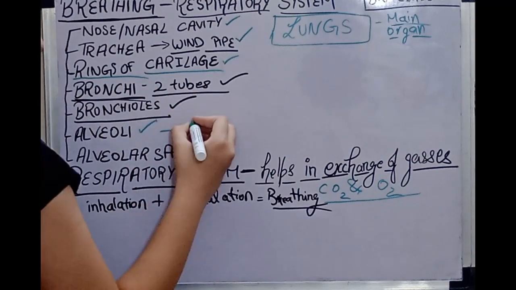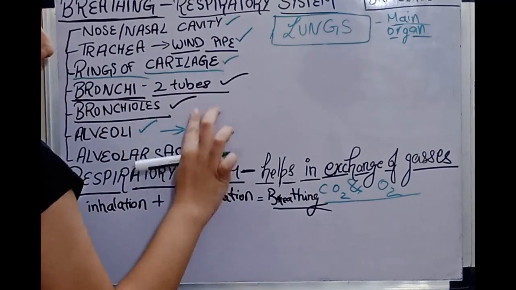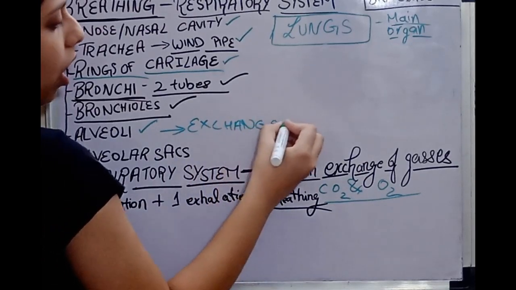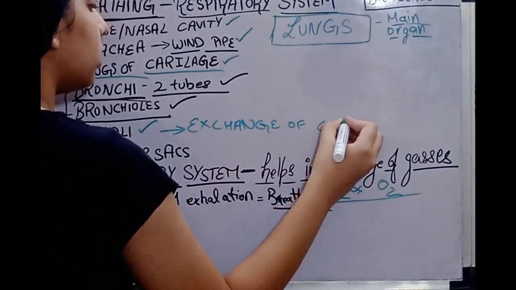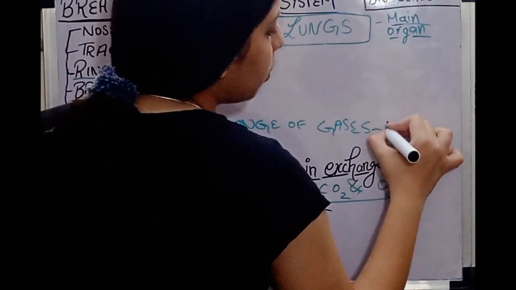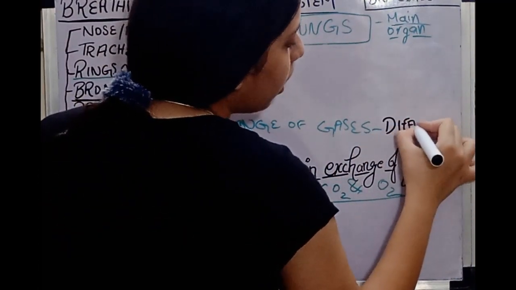it's where exchange of gases occurs. Now the main thing for which we did this whole process, where the story started and where the main work happens, is in the alveoli. Alveoli is the thing where your exchange of gases occurs. And how does this exchange of gas occur? Due to diffusion.